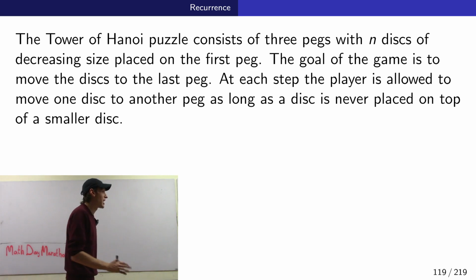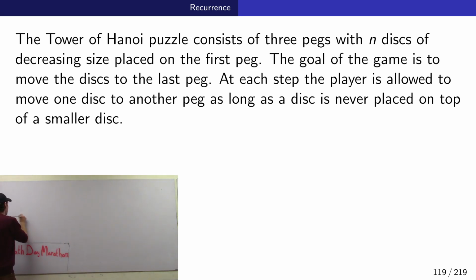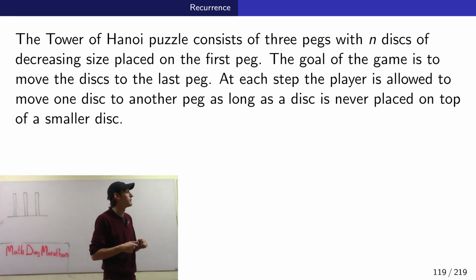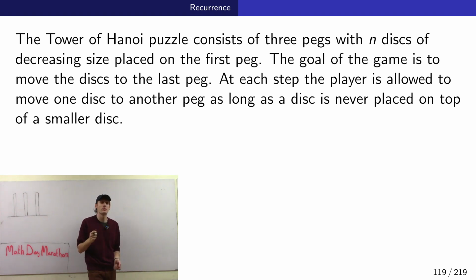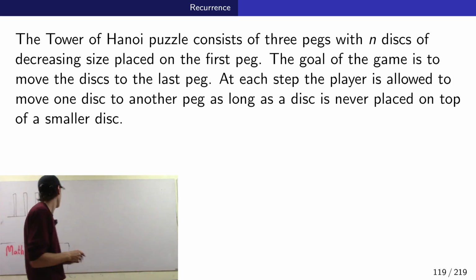Okay, so the Towers of Hanoi puzzle consists of 3 pegs. Let's try to draw a picture of this. There are n disks of decreasing size placed on the first peg. The goal of the game is to move all the disks to the last peg. At each step, the player is allowed to move 1 disk to another peg as long as the disk is never placed on top of a smaller disk.